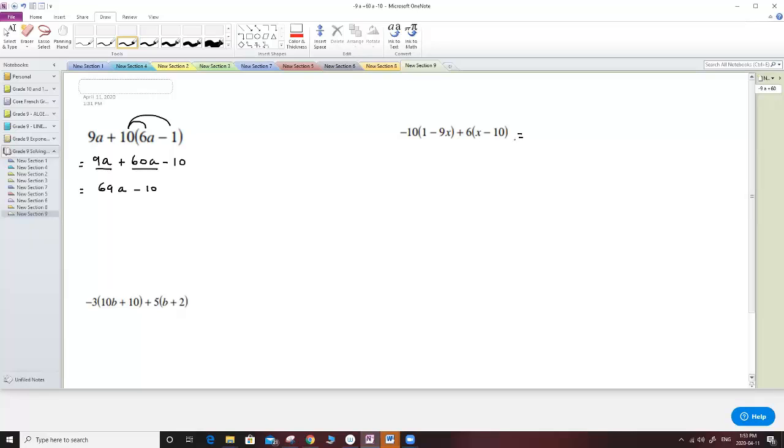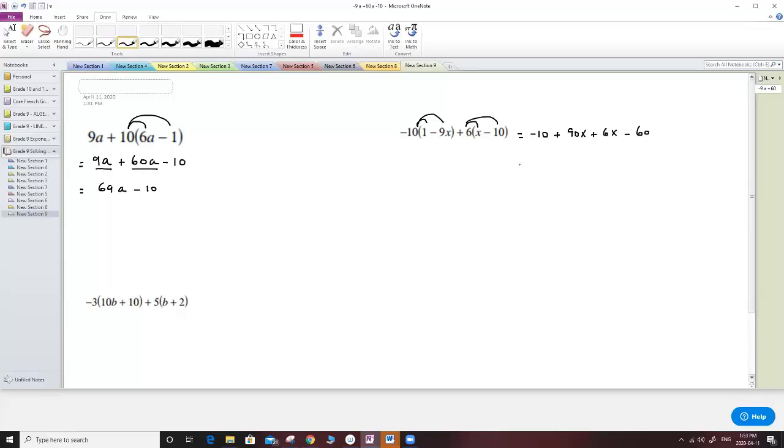The one here on the right side, I see again the distributive property. I have to run it twice. So negative 10 times 1 equals negative 10. Negative 10 times negative 9x, that means positive 90x. Positive 6 and positive x, that means positive 6x. And positive 6 and negative 10, that means negative 60.